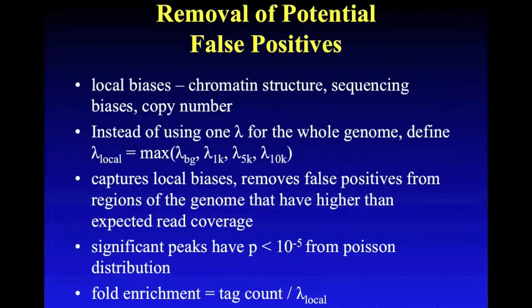The lambda local is the maximum of the original lambda, or lambda 1k, 5k, or 10k. These are local read frequencies in windows centered around the putative peak location in the control sample. Peaks are called significant if they have a p-value less than 10 to the minus 5 against this local Poisson distribution. The fold enrichment for each peak is defined as the tag count in the window divided by lambda local.